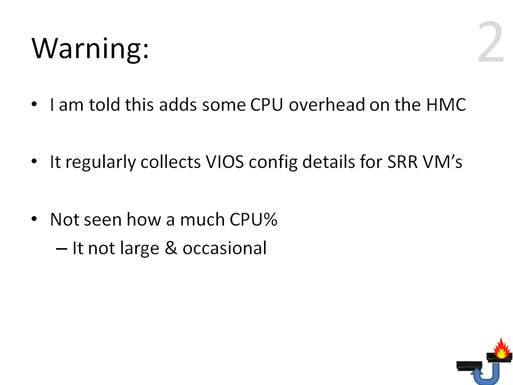It's not doing this all the time. It's not a large overhead. It's doing it occasionally. Maybe when you change something on the VIO server, it gets updated, or maybe you've changed the config on the HMC of an LPAR. Perhaps it then does a double check with the VIO server to get the latest details.